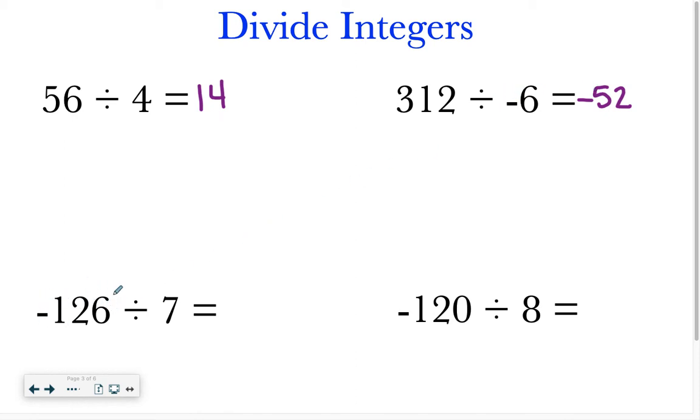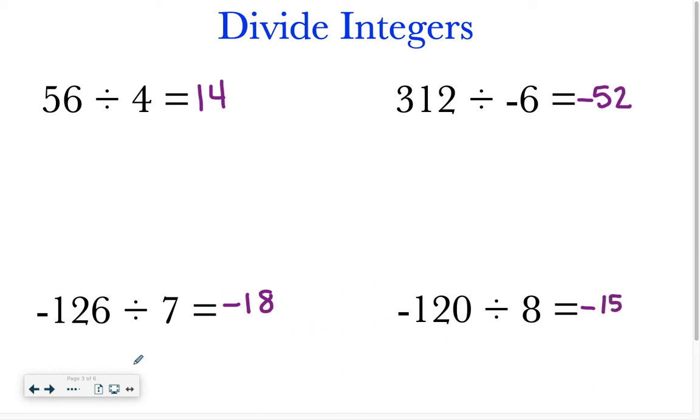A negative divided by a positive is also going to be negative. And then 126 divided by 7 is 18. Then I have negative 120 divided by a positive 8. Again, that's a negative divided by a positive. That's going to be a negative. And 120 divided by 8 is 15.